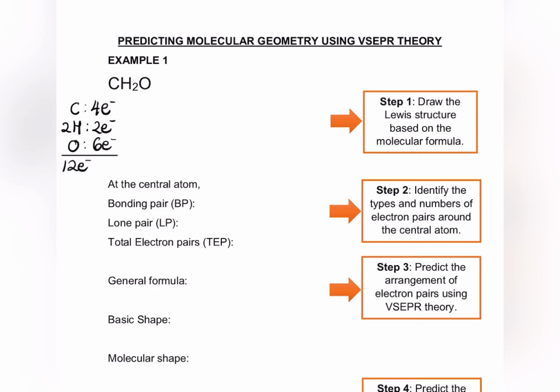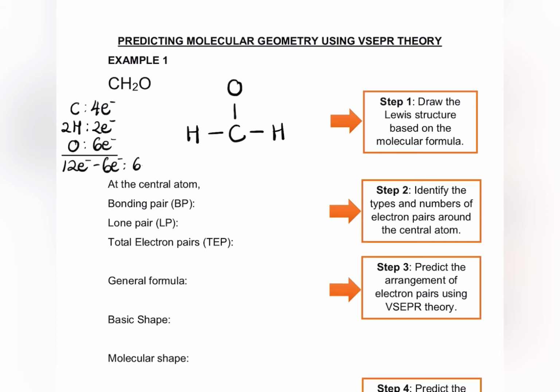From here, I'm going to determine who's going to be my central atom. It is carbon, because carbon is the most electropositive. So it's going to be in the middle. So C in the middle, and bonded to 1, 2, 3 terminal atoms. I got 2 hydrogens and 1 oxygen. Okay, from here, what happened? I'm going to minus 3 bonding pairs. It means 6 electrons. So minus 6 electrons.